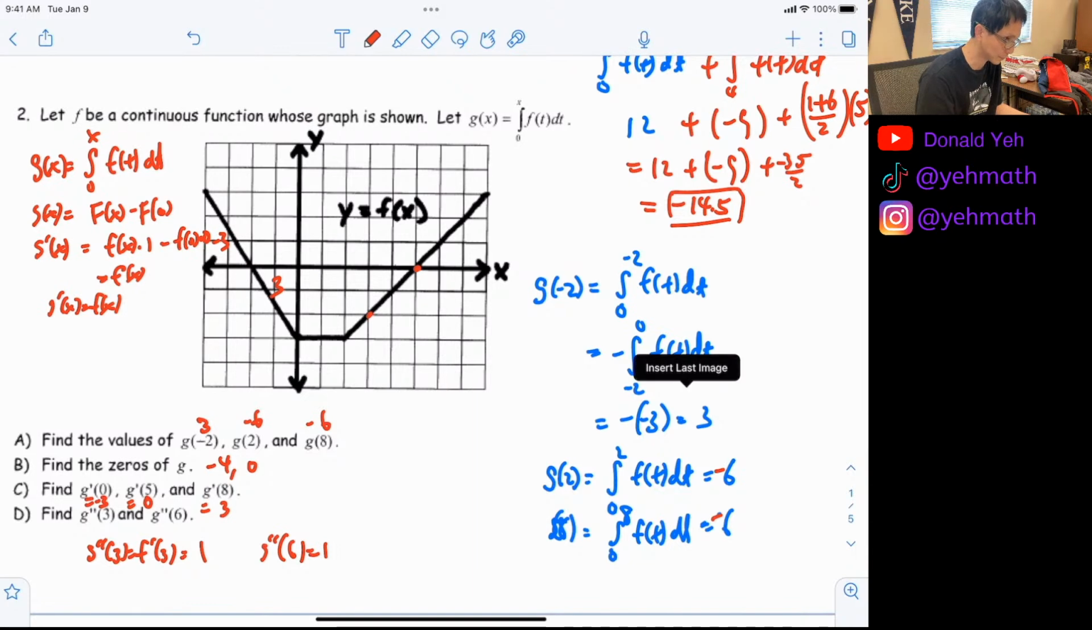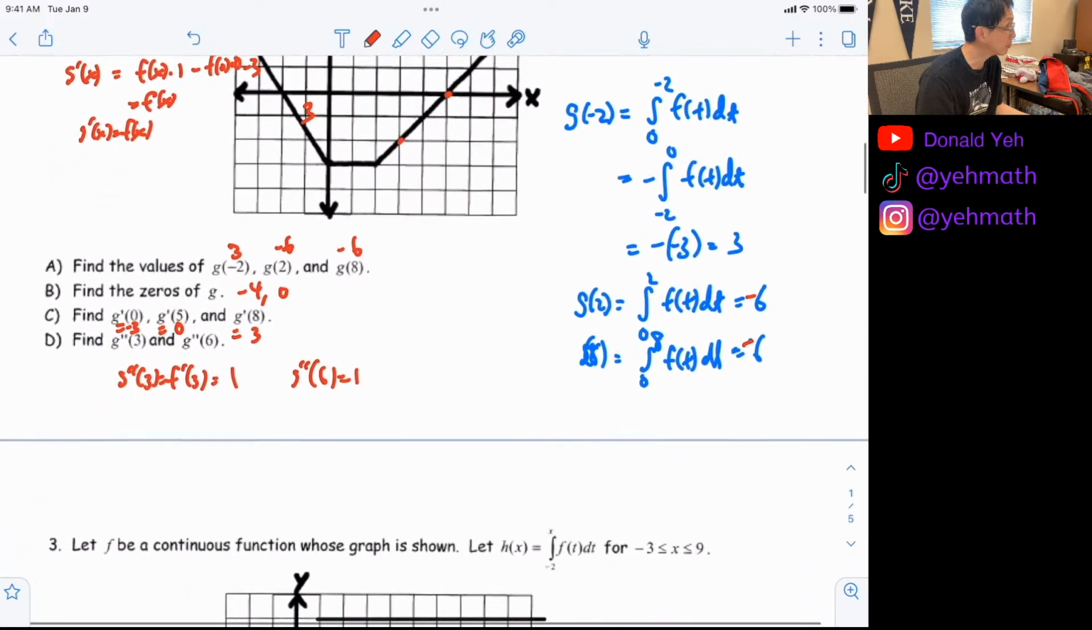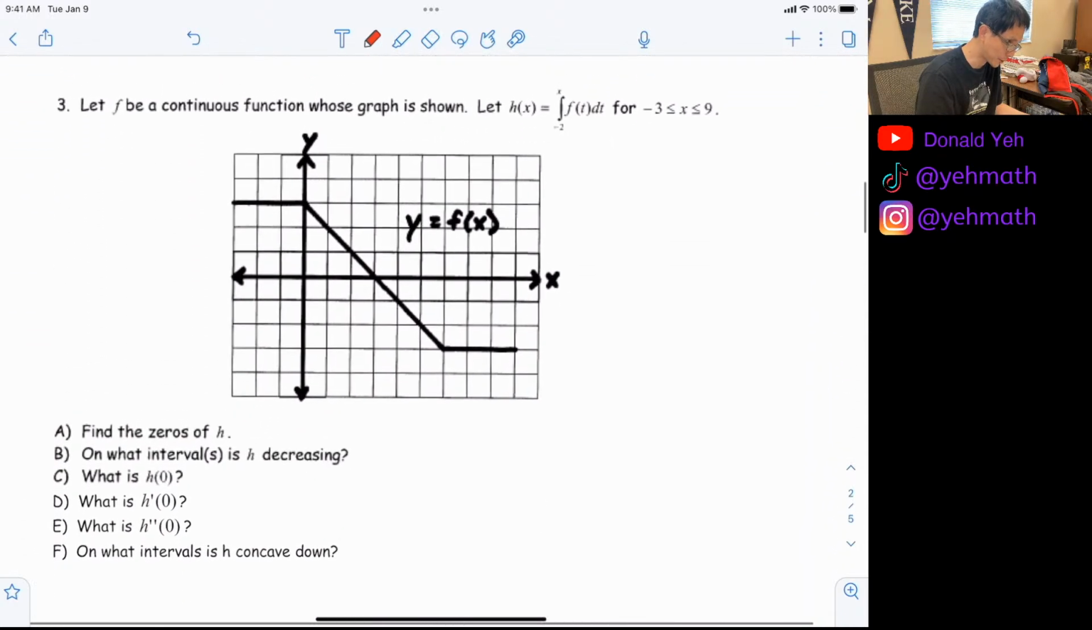Number 2. Got it? Okay, that makes sense.